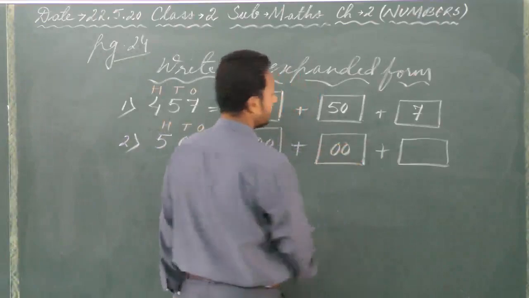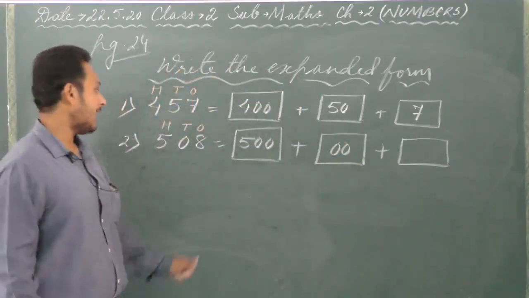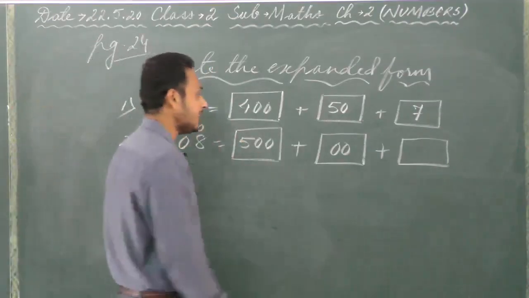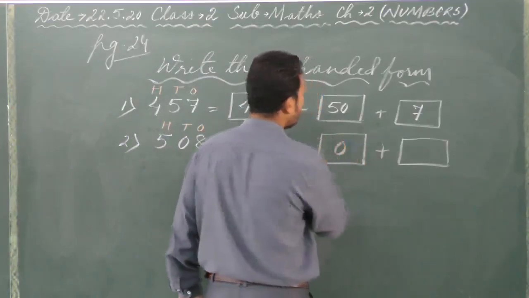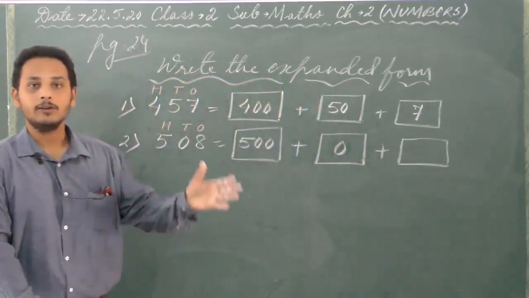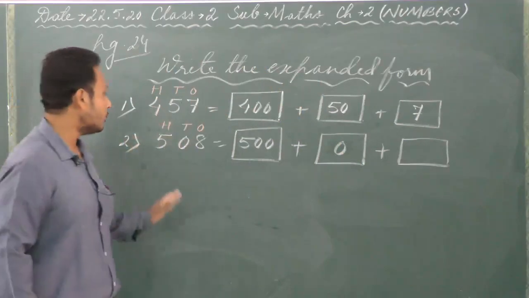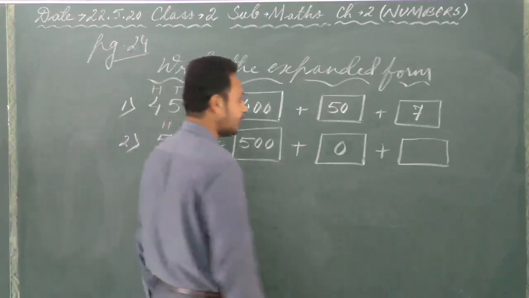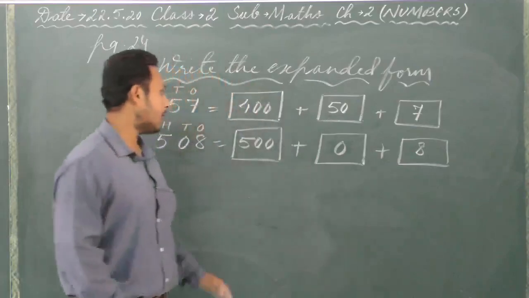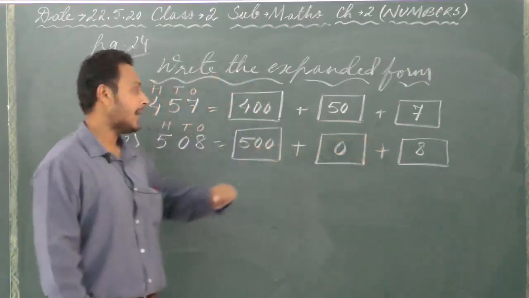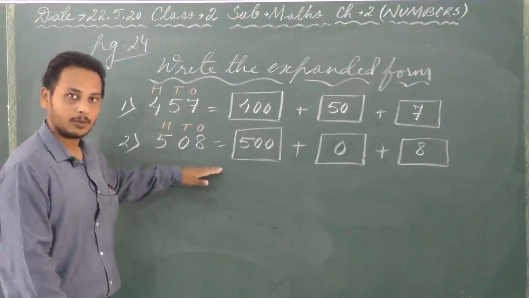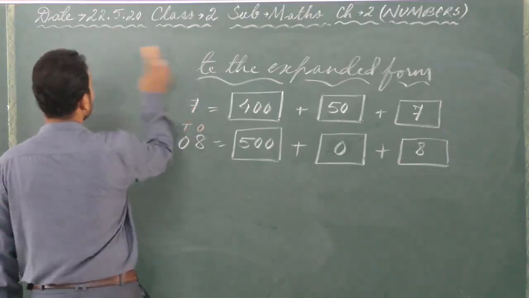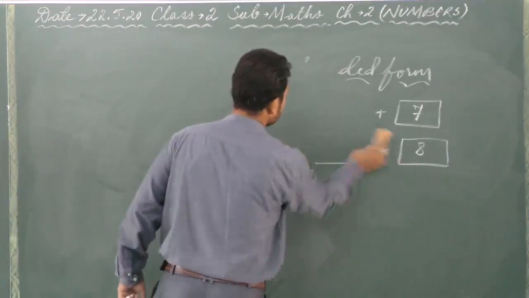2 zeros? No, I told you earlier that the place value and the face value of 0 is 0 itself, a single 0. I also told you that no matter you write 1 zero or 100 zeros, a 0 will always have the value 0 only. So you can put only 1 zero. Okay, and the last number is 8. 8 is in the ones place, so we write only 8. So when you add 500 plus 0 plus 8, you'll get the answer 508. So I have done 2 numbers with you. The remaining numbers you will do yourself as your homework.